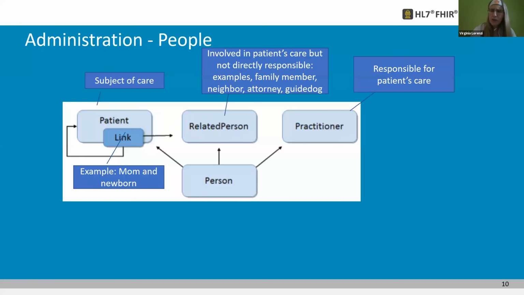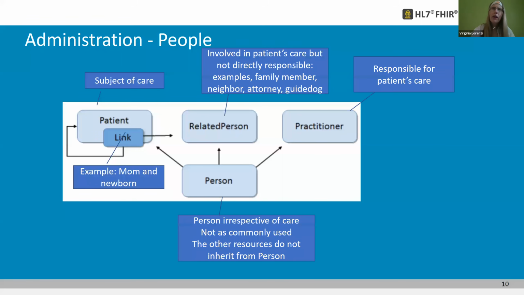This is someone who's legally responsible for a patient's care. There's also a person resource. But of interest, the person resource is not that commonly used. A person represents someone irrespective of care, and the other resources do not inherit fields from person. Each one of these resources has the demographics elements in it to uniquely identify the patient, related person, practitioner, or person.